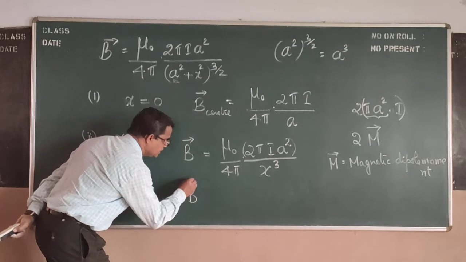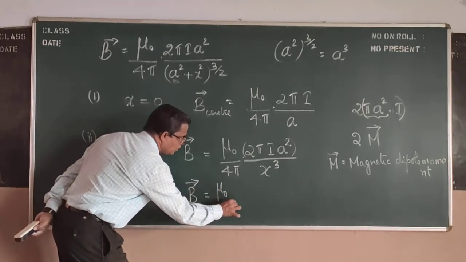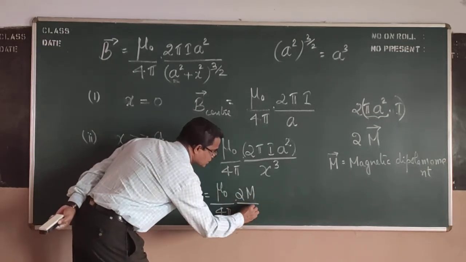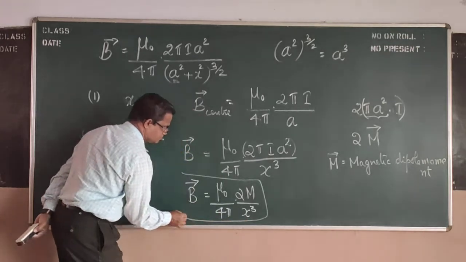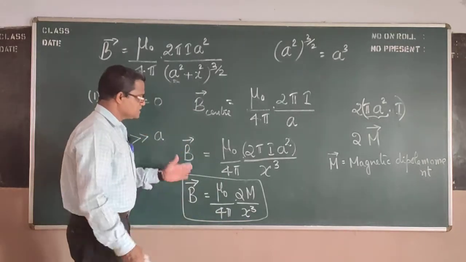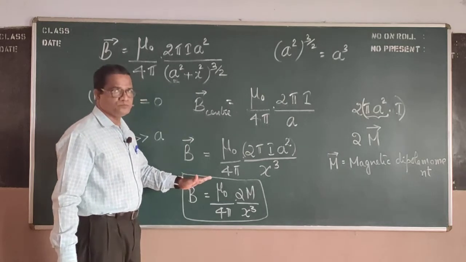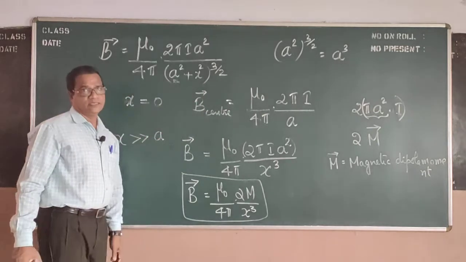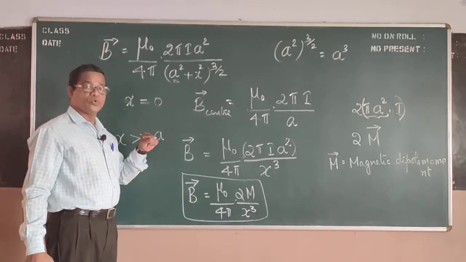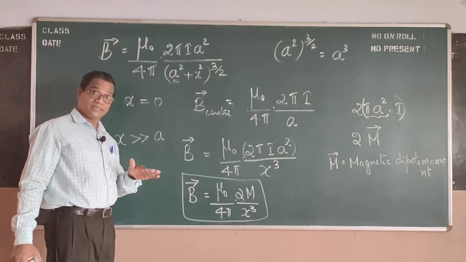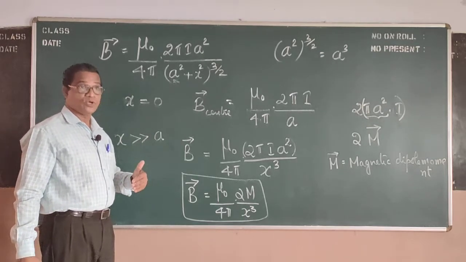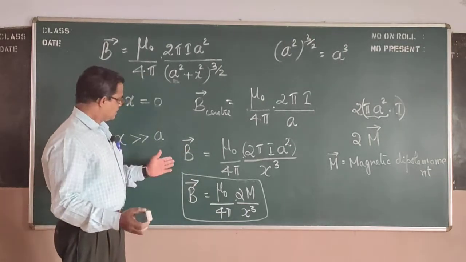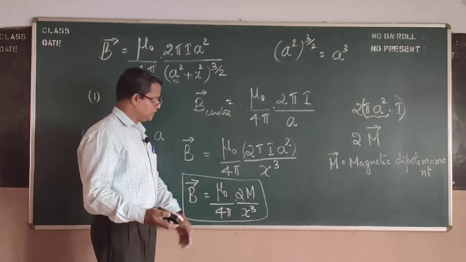Therefore, I can rewrite this equation as mu 0 by 4 pi into 2m by x cube. So this is another result we are getting. Keep in mind this one, okay? So, far away point and at the center. And we understood that a circular loop carrying current is acting as a magnetic dipole with one face acting as north pole and the other face acting as south pole. These are the results coming from the equation.